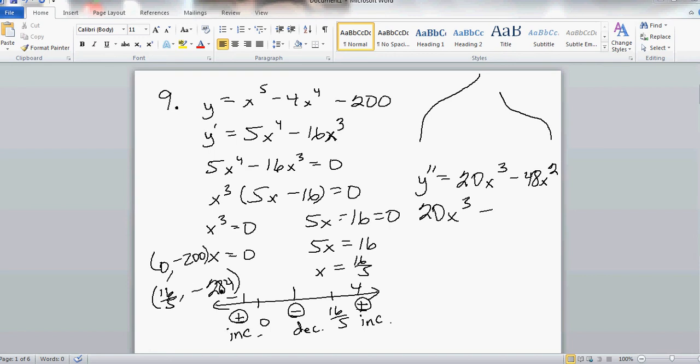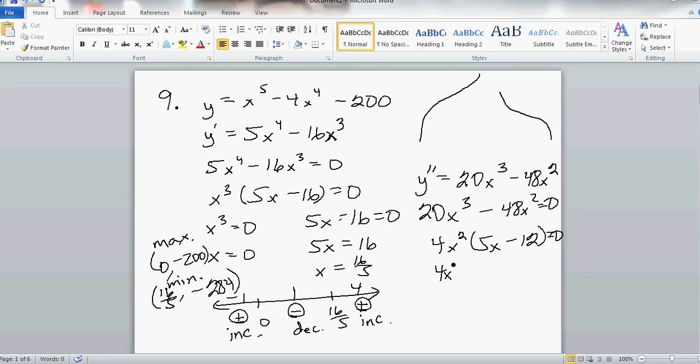So this would have to be a minimum. So we know this is a maximum and this is a minimum. Now we come back to where we were. Taking this, I need to set this equal to 0. And so I can factor out, I believe, 4x squared, which leaves 5x minus 12 equals 0.